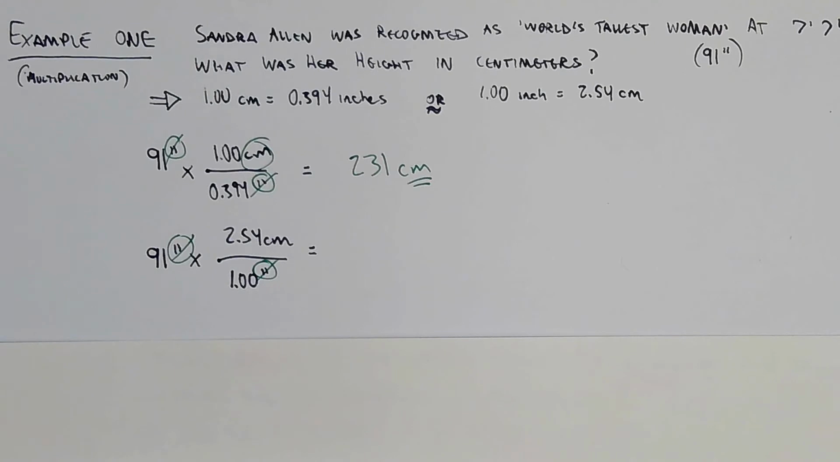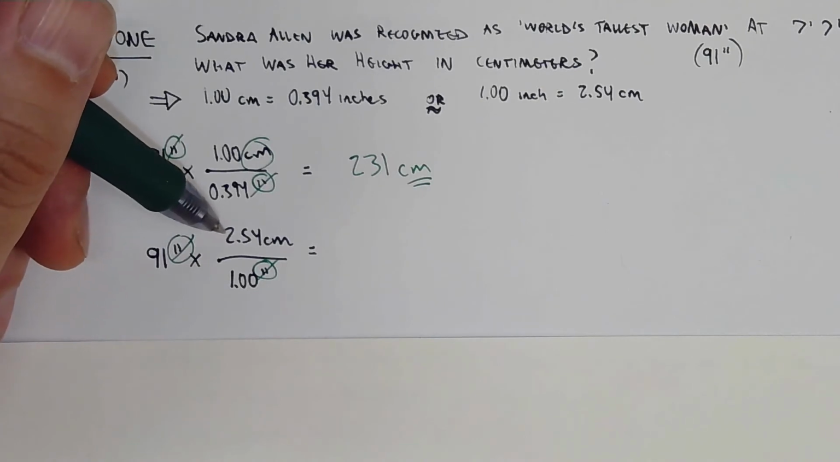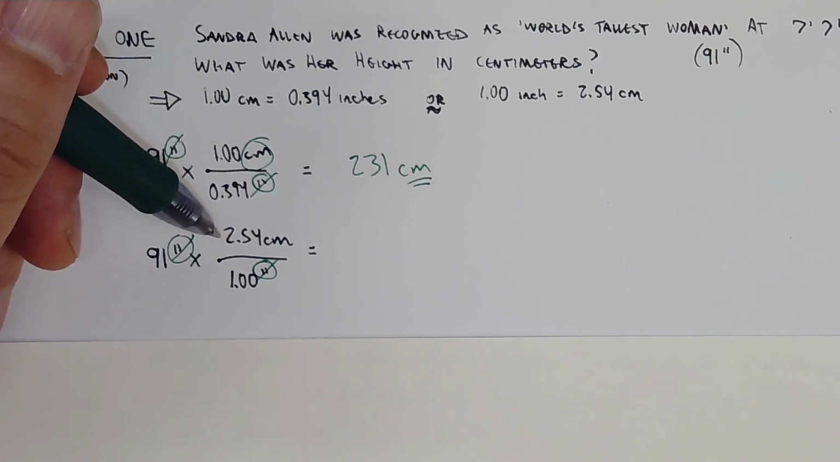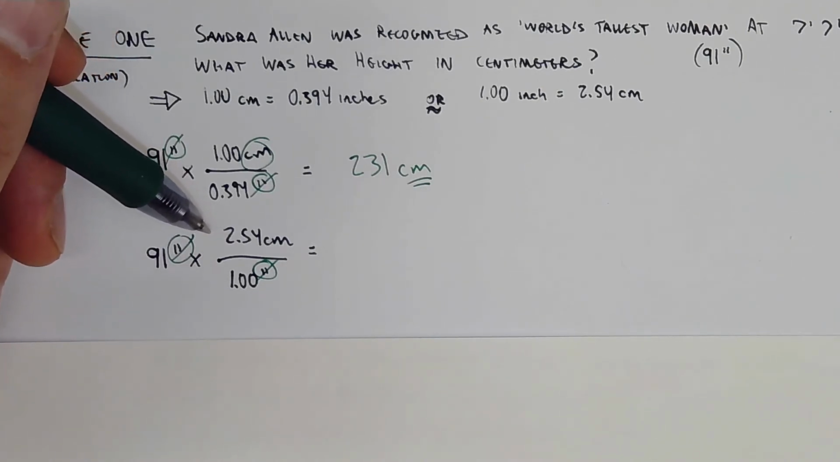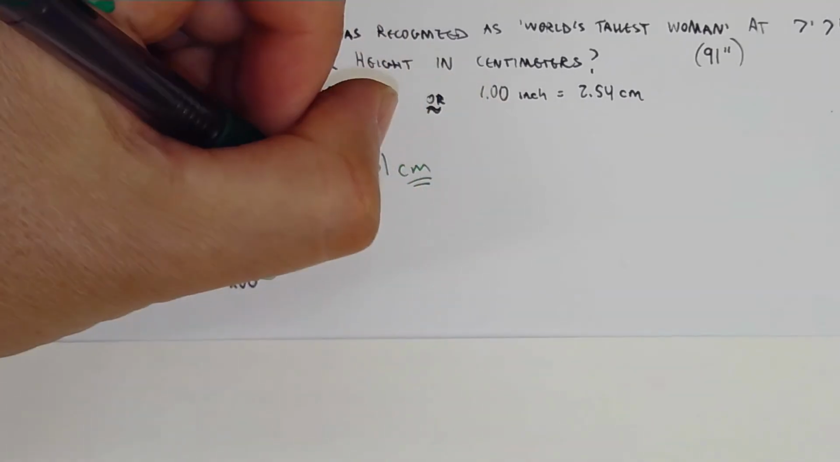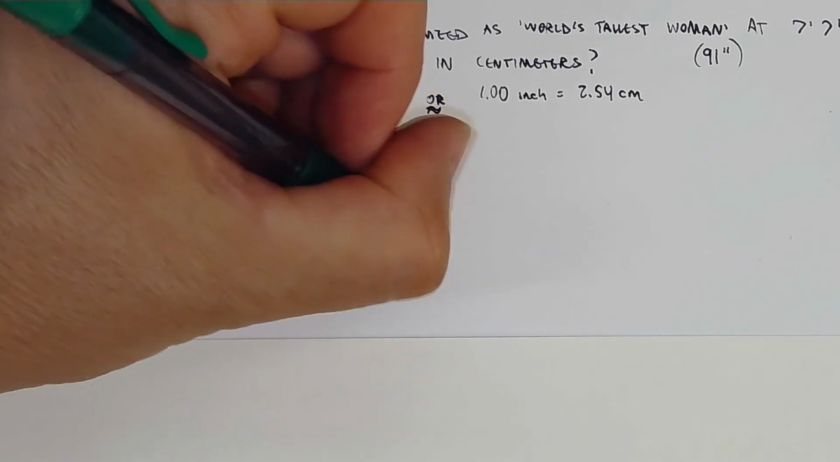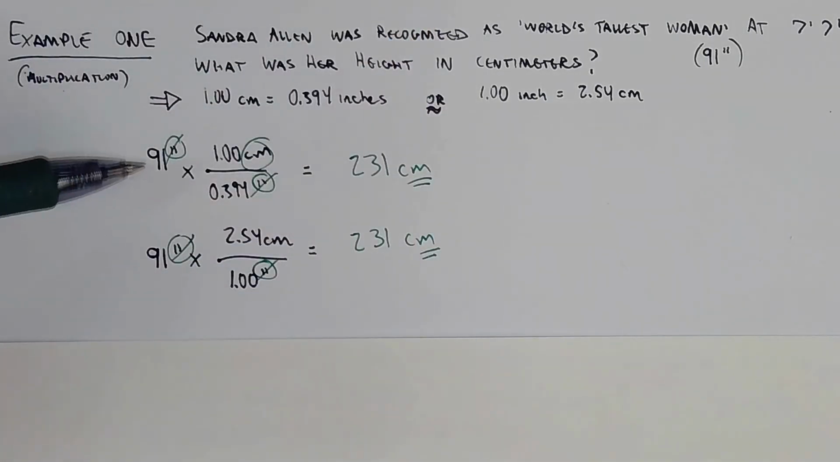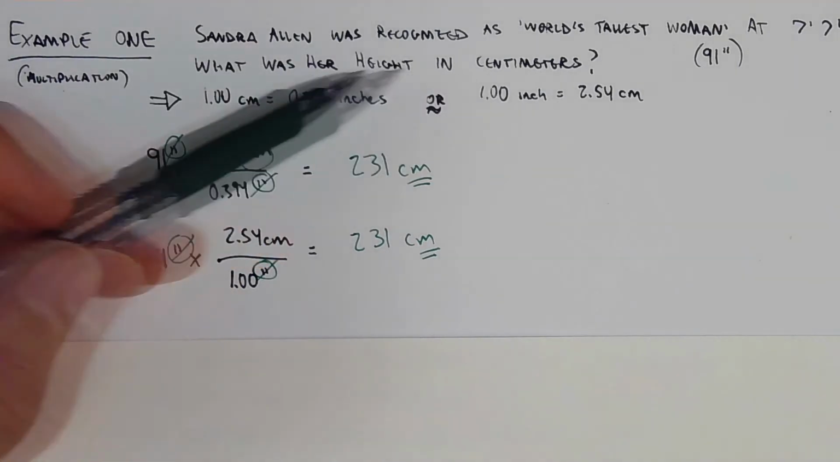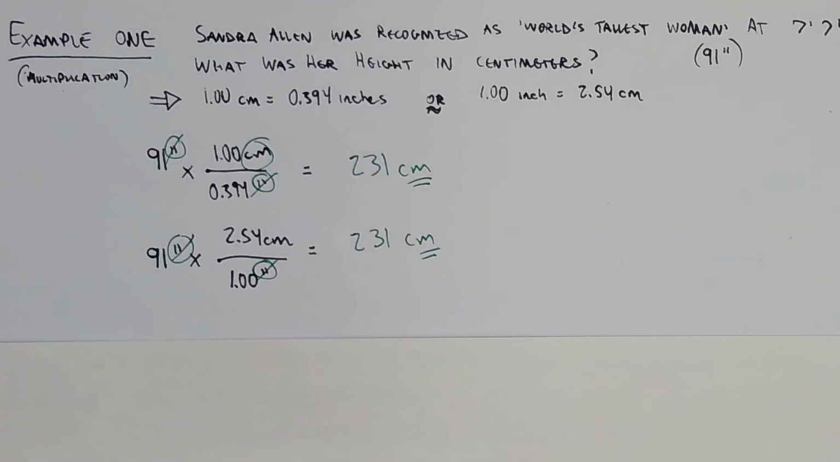Now we could, on the other hand, do it this way. So I could take 91. In this case, I'm multiplying by 2.54. And then I'm dividing by 1, but again, you don't have to do that. And surprise, surprise, it ends up being 231 centimeters again. So it doesn't matter which relation you use between the units, as long as you have the fraction set up correctly, you should end up with the same answer.